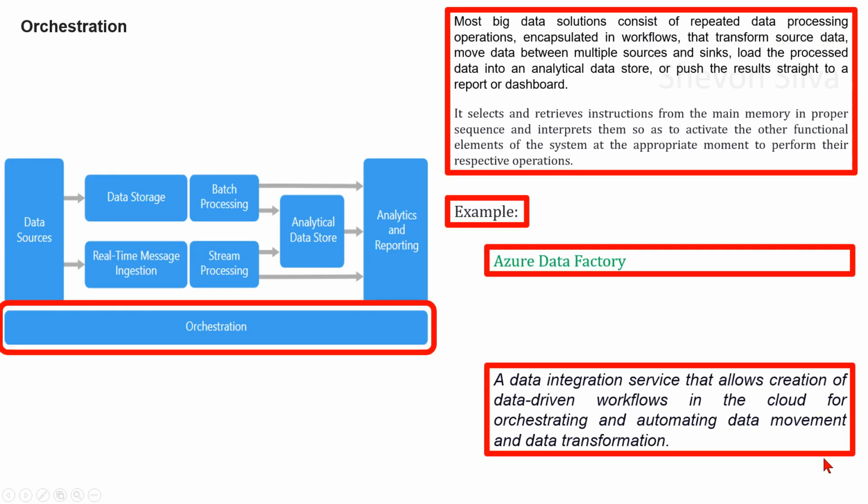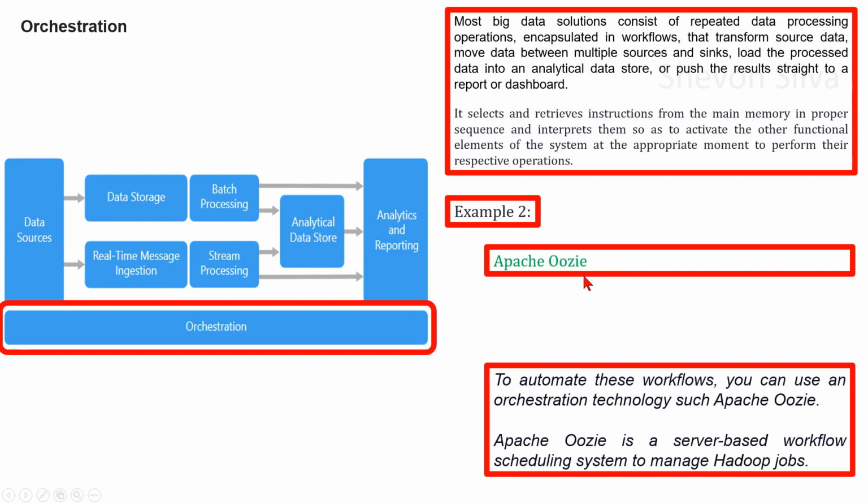As an example, we can consider Azure Data Factory, a data integration service that allows creation of data-driven workflows in the cloud for orchestration and automating data movement and data transformation. Another example, we can consider Apache Oozie. To automate these workflows, you can use orchestration technology such as Apache Oozie. Apache Oozie is a server-based workflow scheduling system to manage Hadoop jobs.